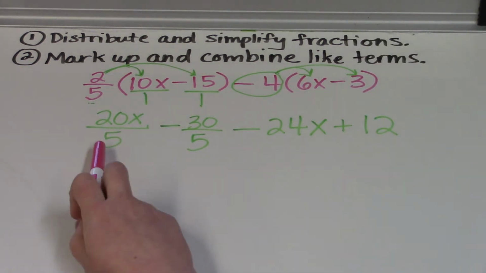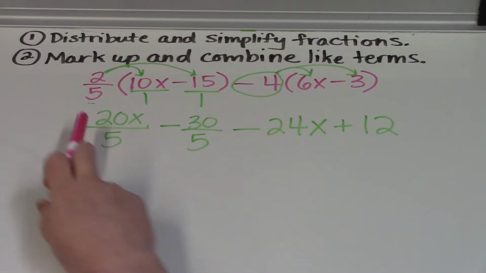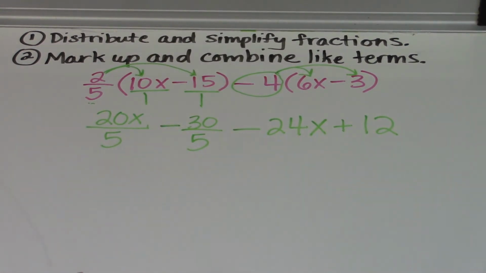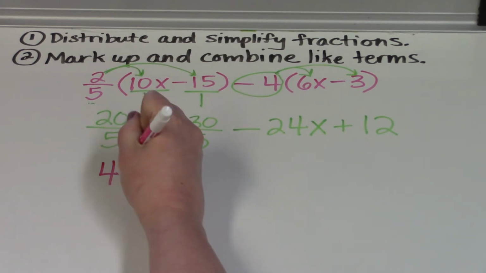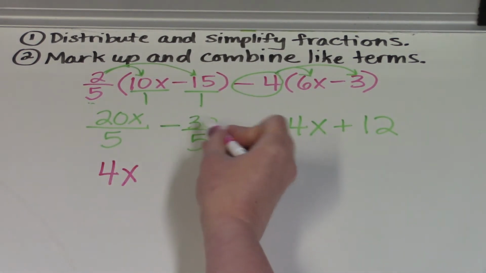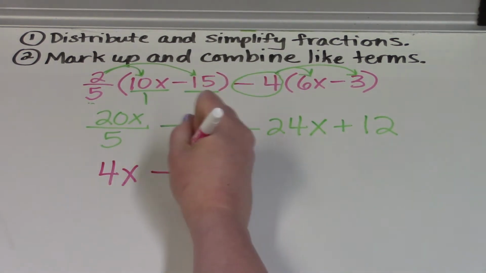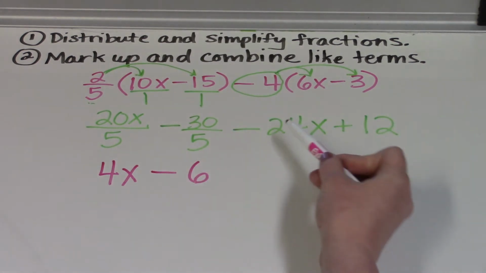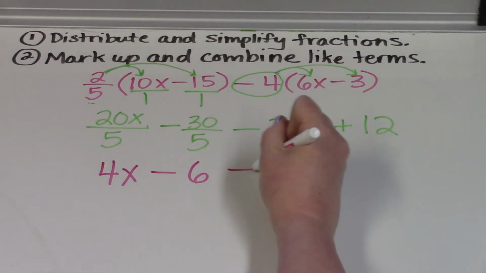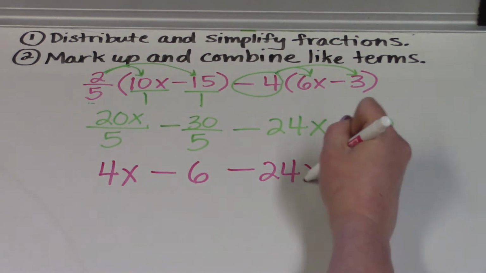At this point, I want to simplify any fractions that I have. So 20x divided by 5, I can actually simplify to 4x. And negative 30 divided by 5, I can simplify to minus 6. Because we don't have any fractions here, we're just going to copy down those two terms.